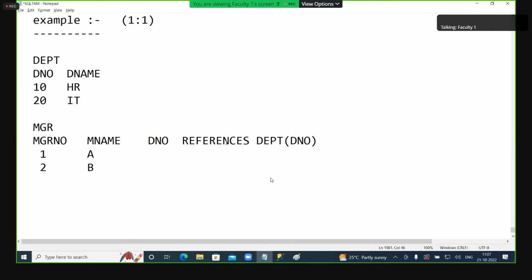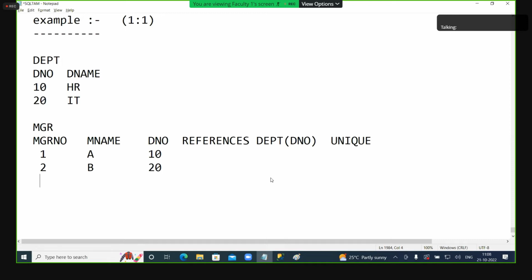But if you declare only a foreign key, what type of relationship is created? One to many. But what do you want to establish? One to one. To establish one to one, declare UNIQUE. Now enter 10, this manager is for the 10th department. Next one, enter 20, the manager for the 20th department.